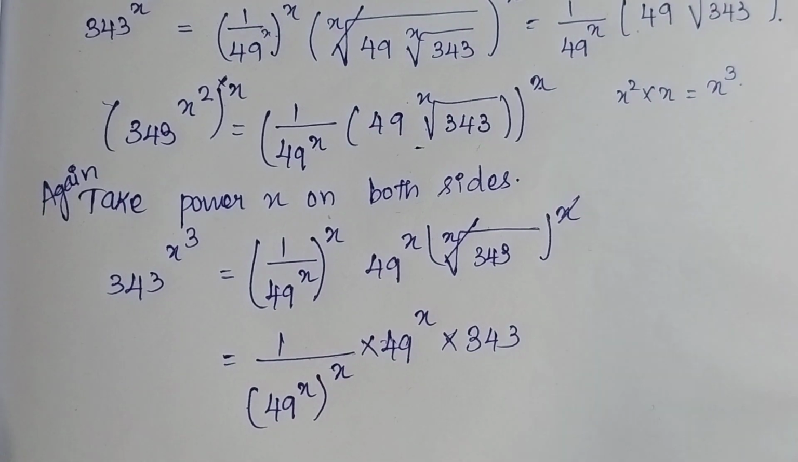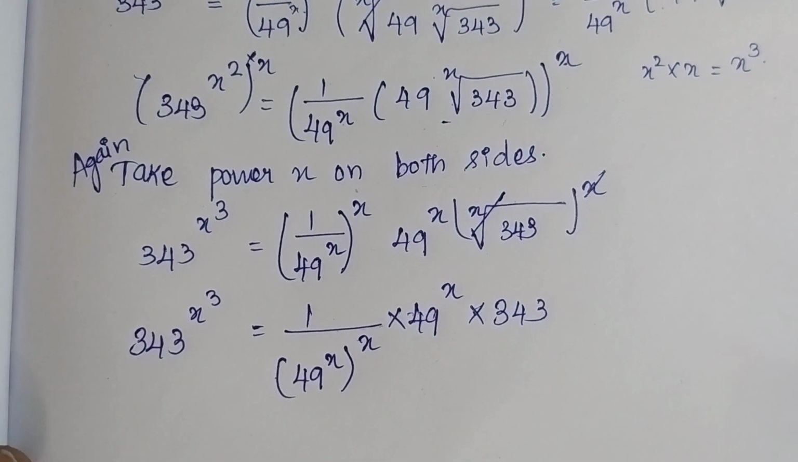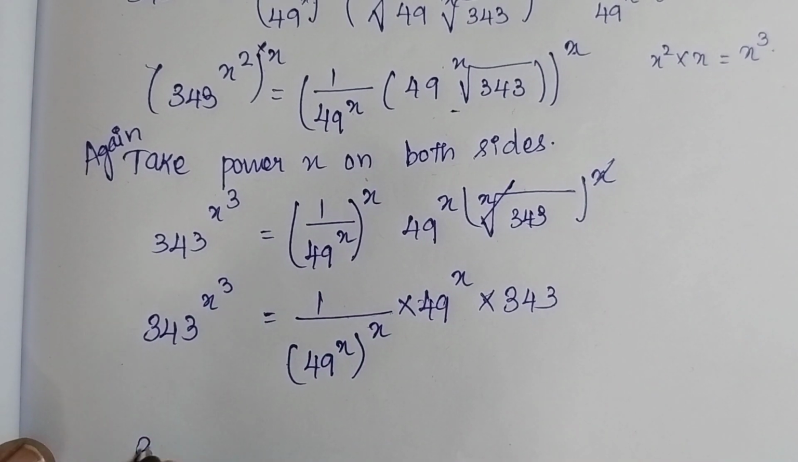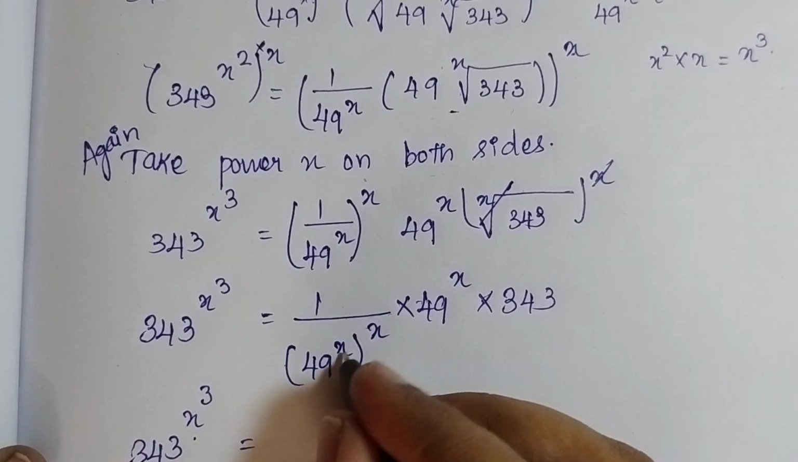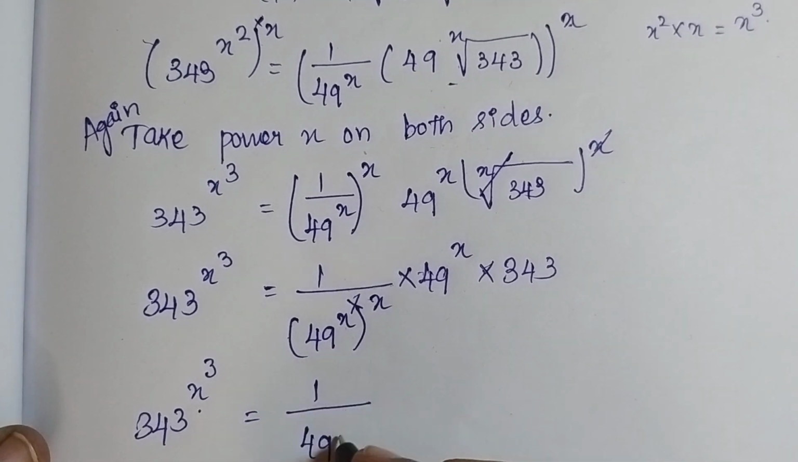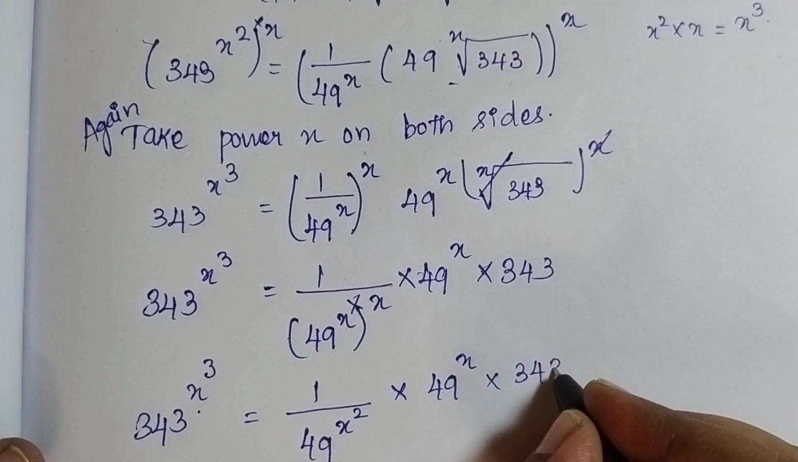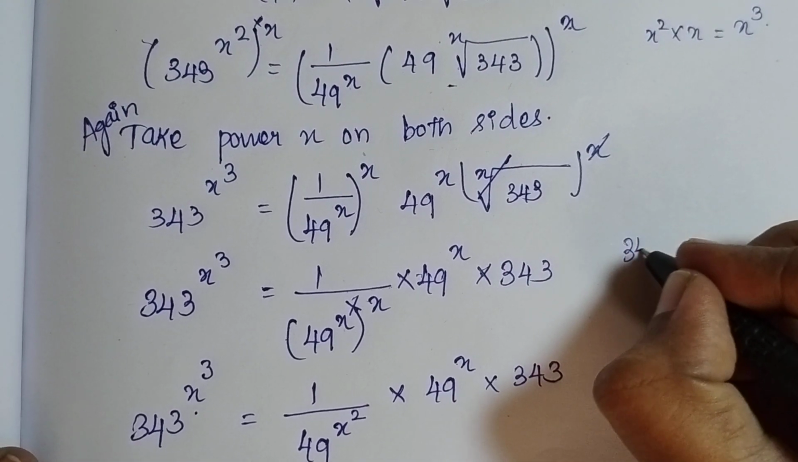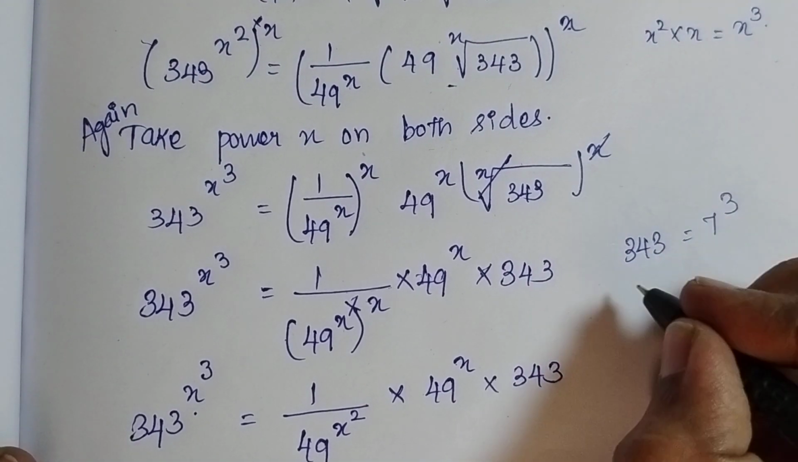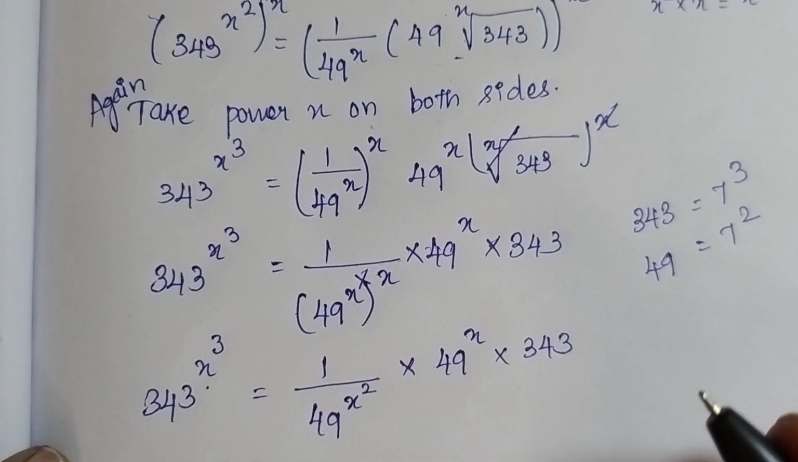So this will be in multiplication. On the left hand side we have 343 the whole power x cube, which is equal to, and both get multiplied, therefore this becomes 49 power x square into 49x into 343. We know that 343 is equal to 7 cube. Similarly, 49 is equal to 7 square. Just apply this in one place.